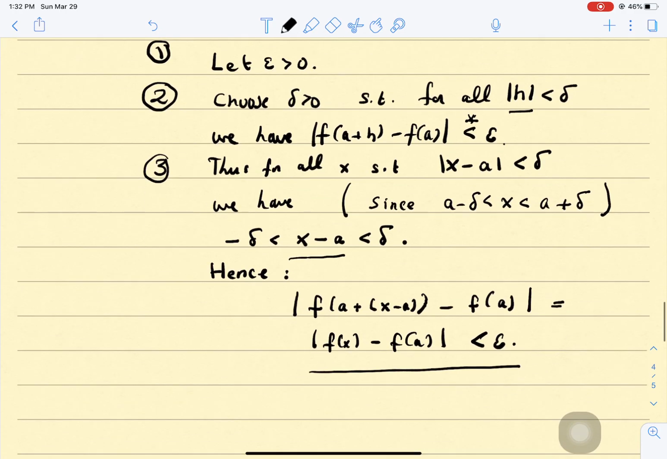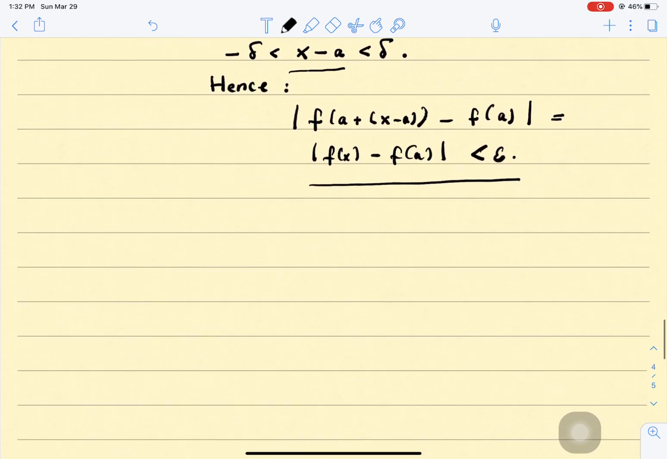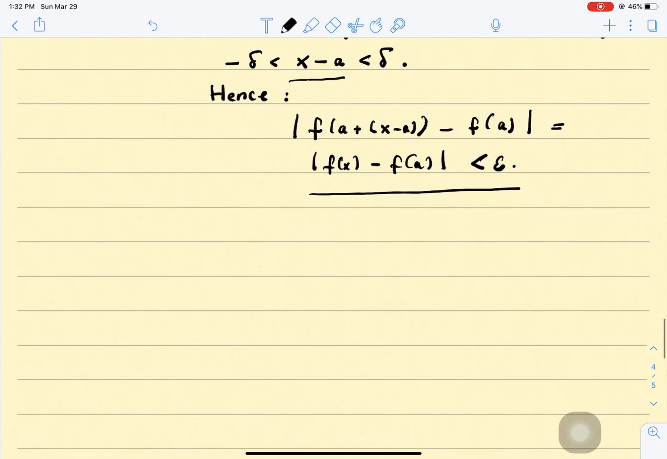Other way around, not true. And once again, not: if f is continuous, then f is differentiable.